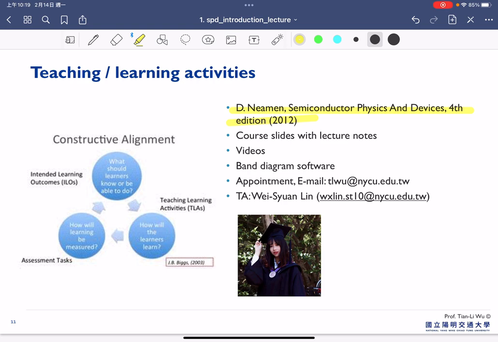I also have the hard copy myself. Even right now, I have been working in this field for maybe 10 years. From time to time, I still go back to check this book because I found it's a very useful textbook. You can consider it like a dictionary. So whenever you need it, just look it up to see what you can find.